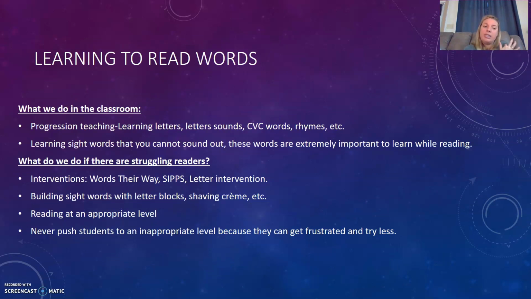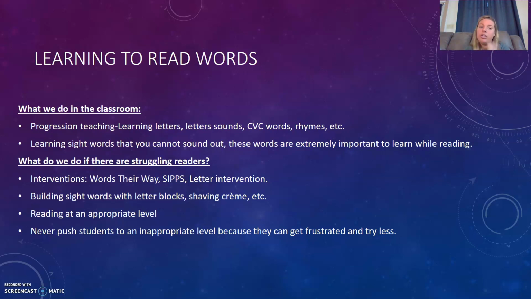Learning to read words. What are we doing in the classroom? For our tier 1, we are using our progression teaching, making sure students learn their letters and their letter sounds, and that moves on to CVC words and rhymes, and then going all the way up to vowel teams and multisyllable words. Learning sight words that you cannot sound out is a great tier 1 instruction too. These words are extremely important to learn while reading. You can't sound them out, so you need to just be able to see and memorize these words.